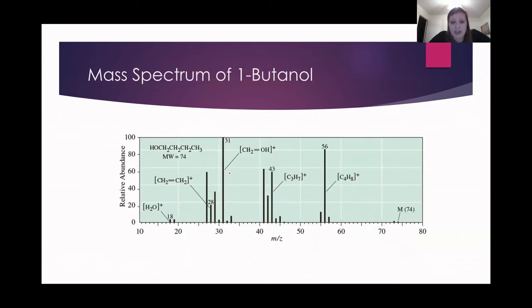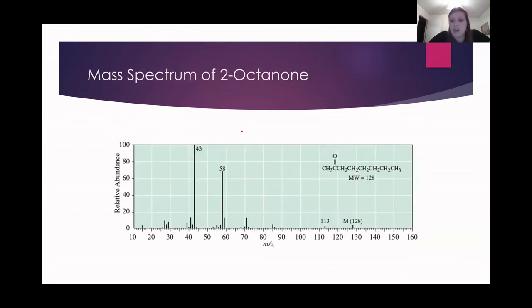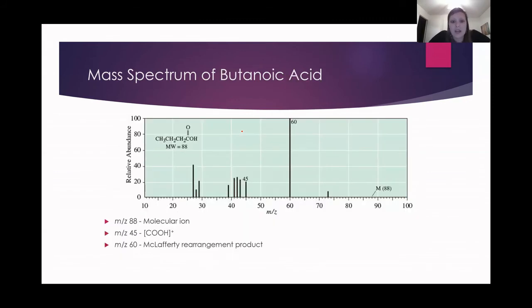Butanol similarly undergoes some rearrangement. You can see a double bonded structure at 28 and a double bonded structure at 31. Alcohols are rather complicated in terms of their mass spectra, but it does provide us some useful information. Octanone, you can see here a molecular weight of 128 and a base peak of 43.